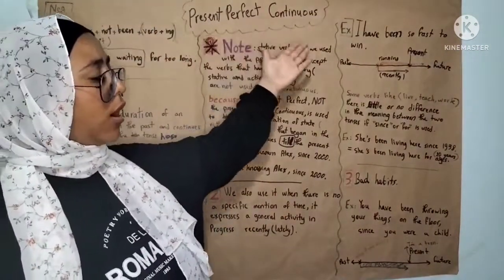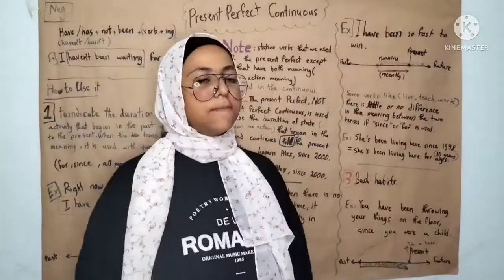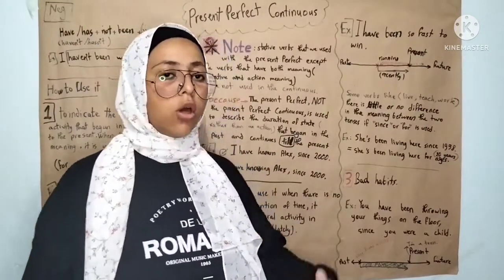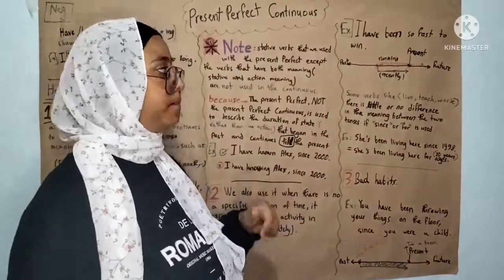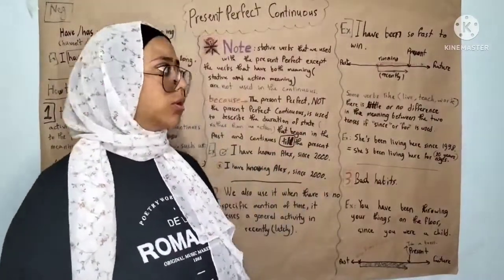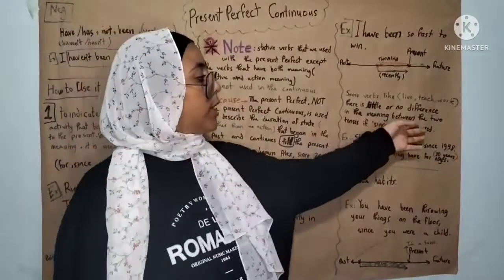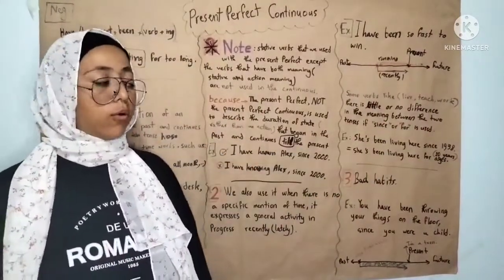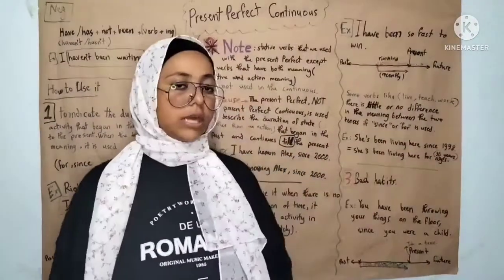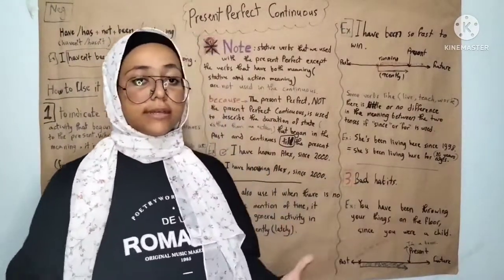So when there is no specific mention of time, you can use it to express a general activity that you are doing right now or from 2 minutes ago till now. For some verbs like live, teach or walk, there is little or no difference in meaning between the two tenses if since or for is used. For example, she's been living here since 1998 equals she's been living here for ages or for 20 years.